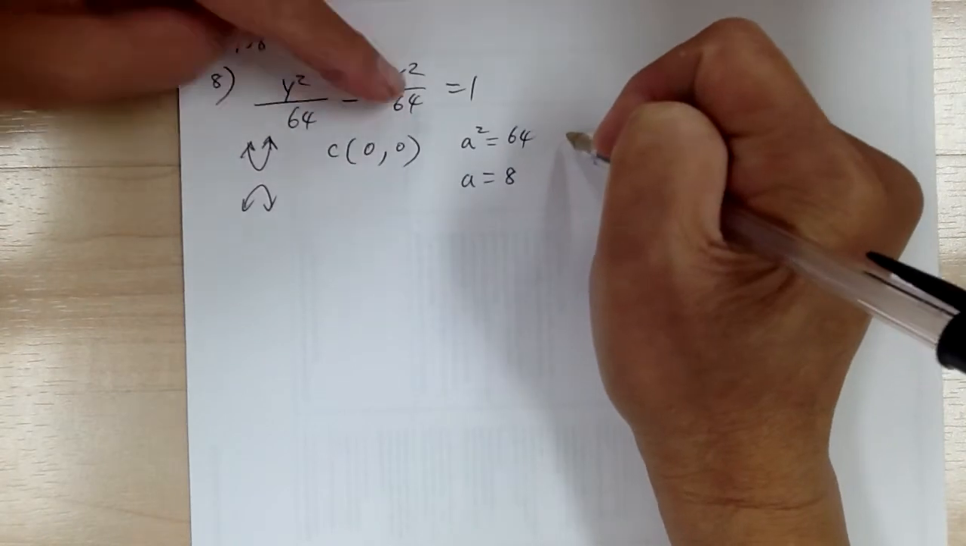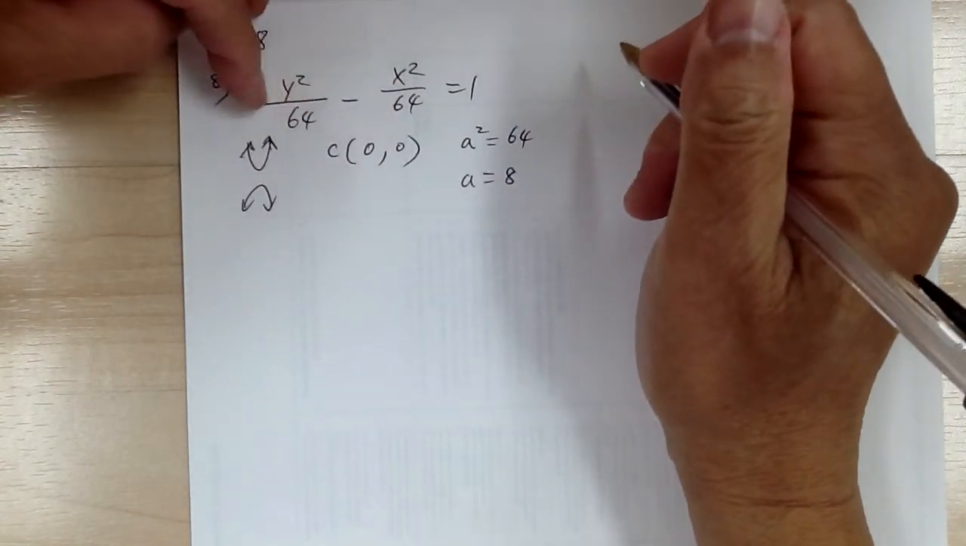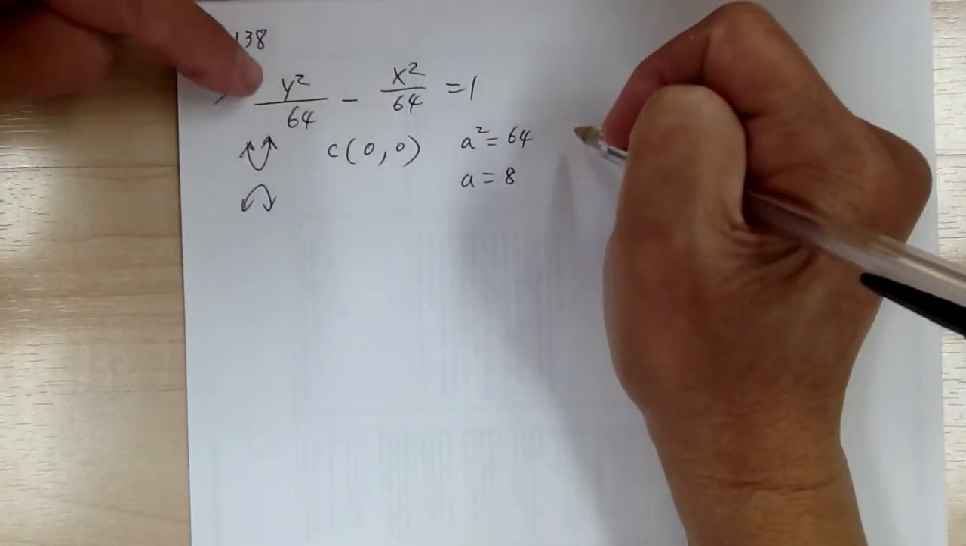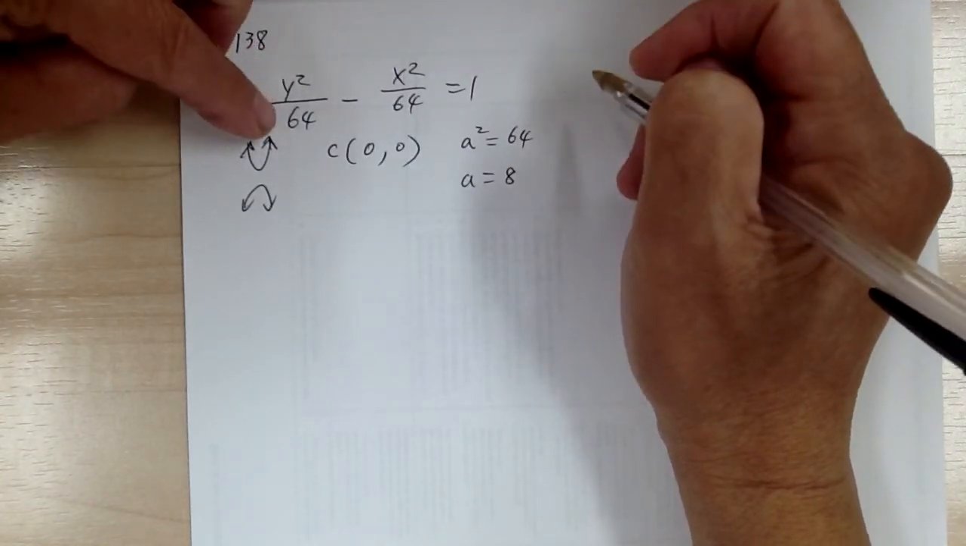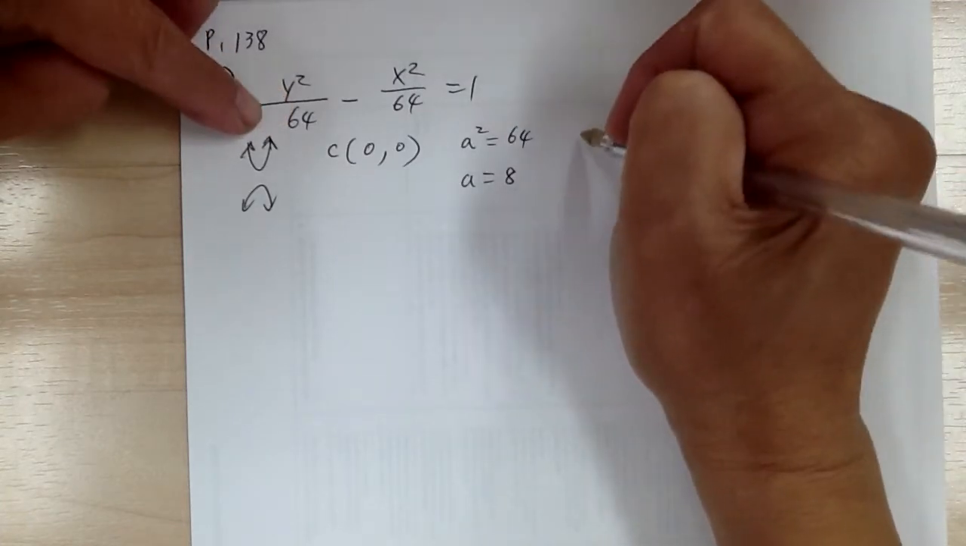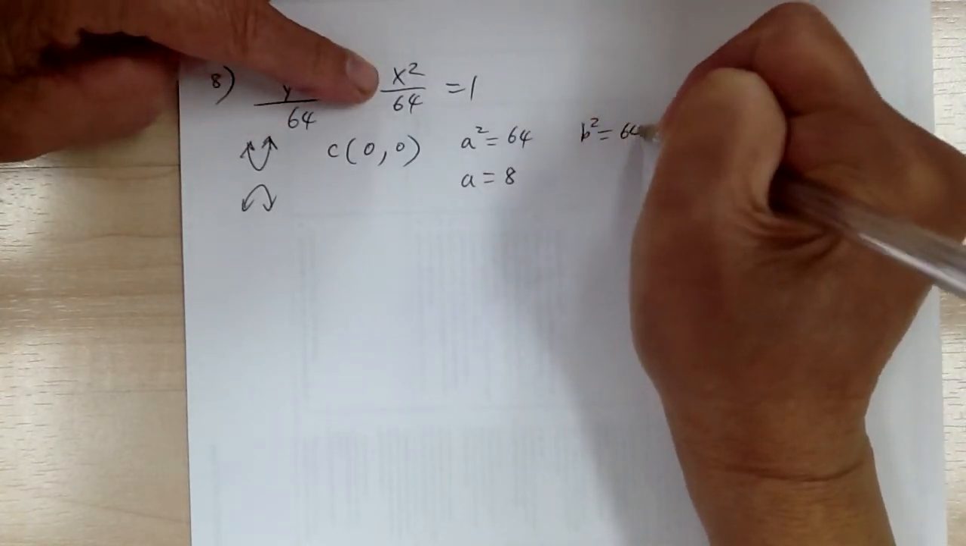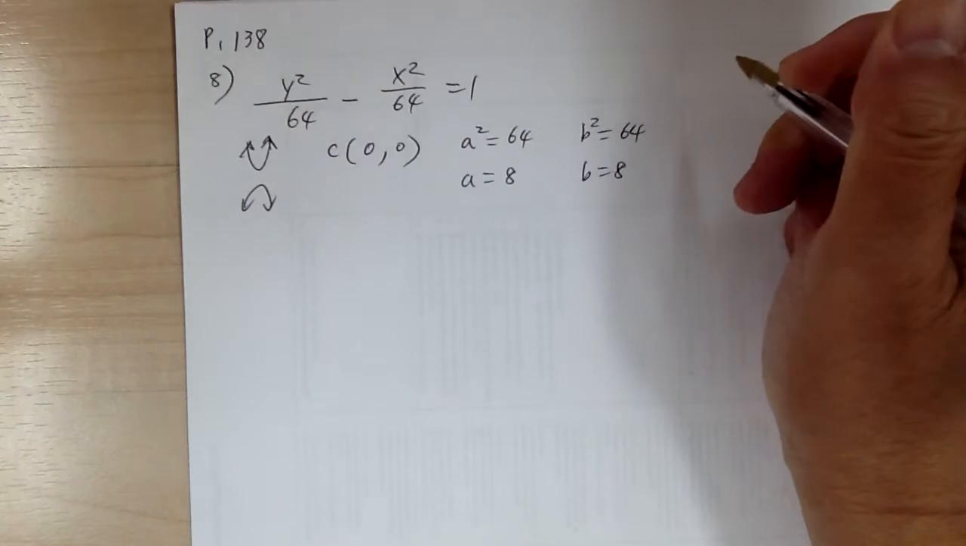So this one doesn't matter which is a, which is b, okay? They are the same number. But you have to watch direction. Normally, a would be in the y, this direction. So technically, this would be the a. So b squared equal to 64. So b equal to 8.